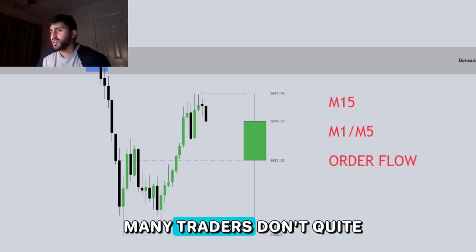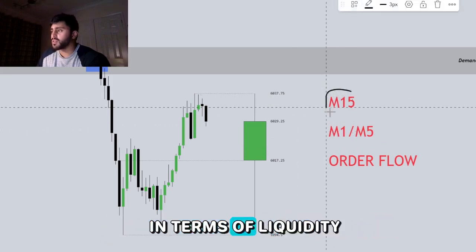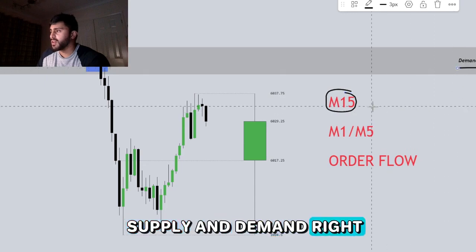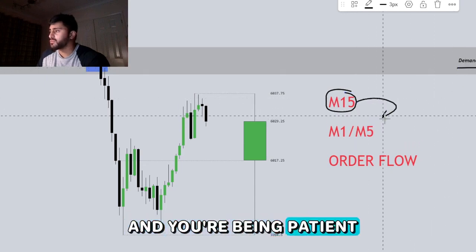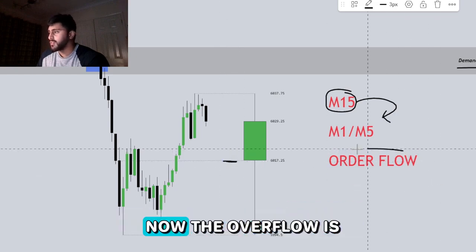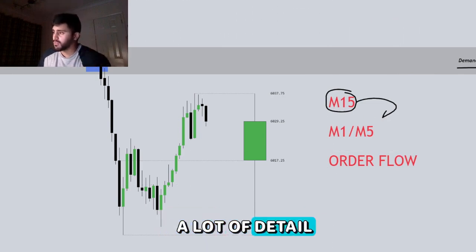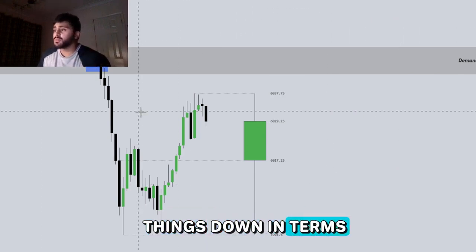Many traders don't quite understand what makes a top fair value gap. We've been over it in terms of liquidity and in terms of supply and demand. You're waiting and being patient for the 1-minute or the 5-minute to enter, ideally above the 10 a.m. Eastern. Now, the order flow is why so many traders mess up, and we're going to be going over this in a lot of detail. But let's just break things down in terms of our step two.